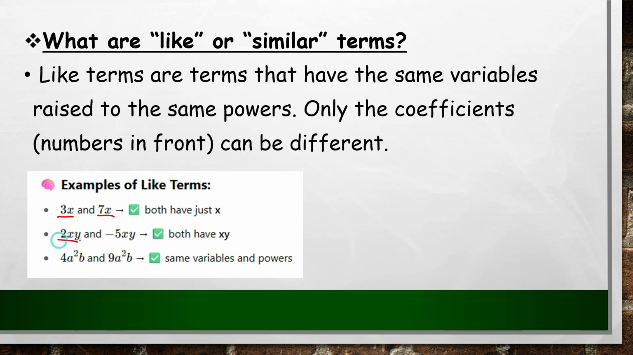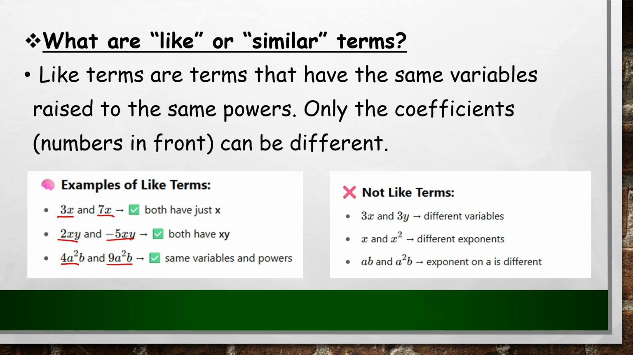For the second example, same reasoning, both have xy and the exponents of the two variables are the same. And then for the third example, again, the two terms are considered like terms, although the numerical coefficients are different. The variable a, both of the variable a, the exponents are 2, and also for the b.